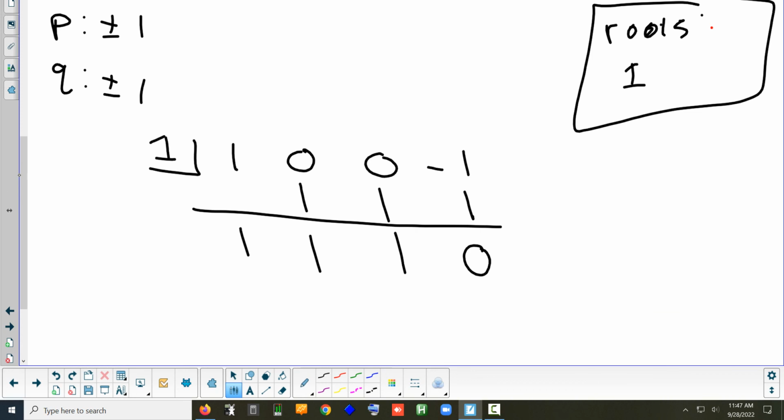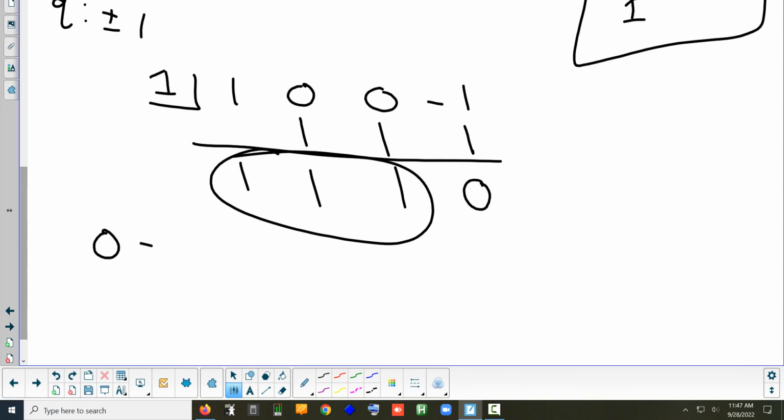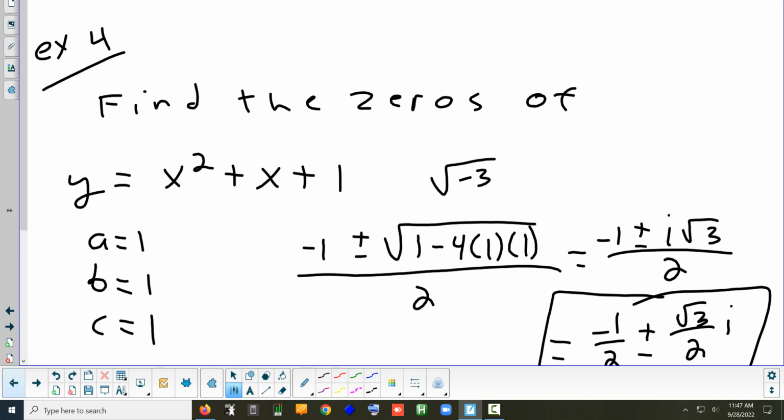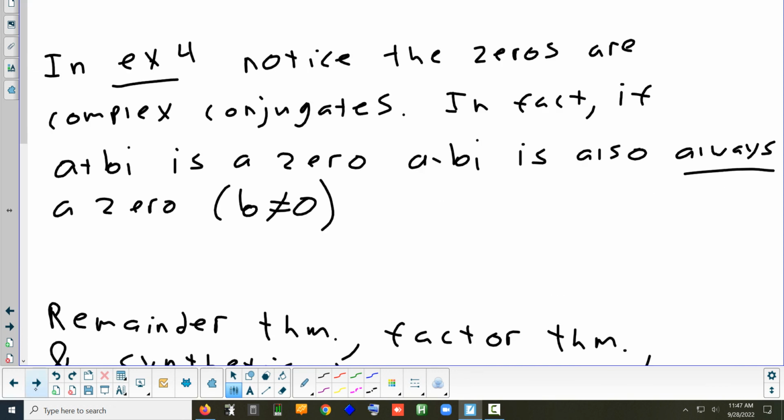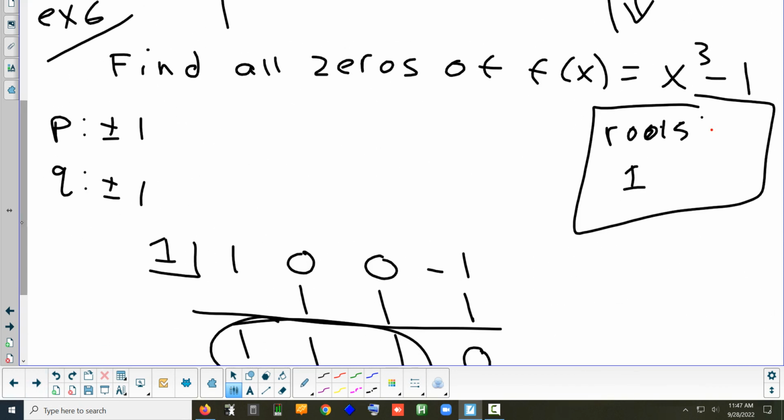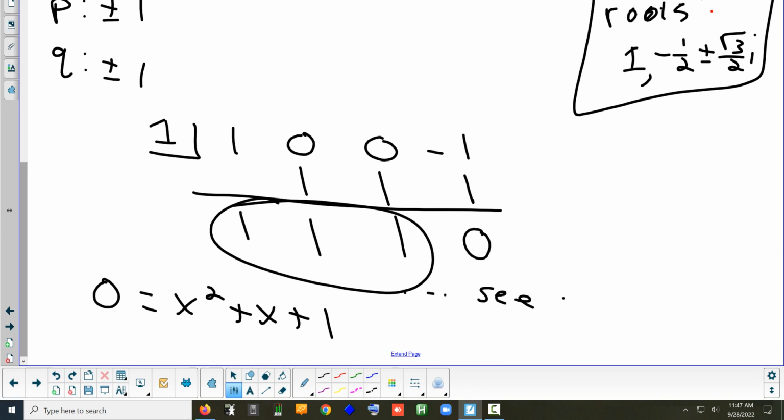I already knew that 1 was a root. I'm more interested in this. What does that tell me? x squared plus x plus 1. We already did that problem. So from here, that's how you find the rest of your answers. So it's -1/2 plus or minus root 3 over 2 i. So the other roots are -1/2 plus or minus root 3 over 2 i. And I'll just put a note here: see previous example.